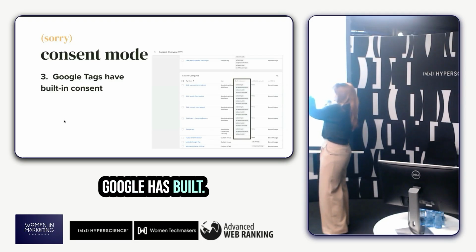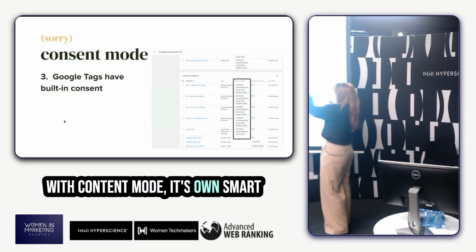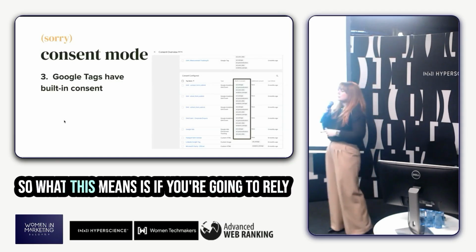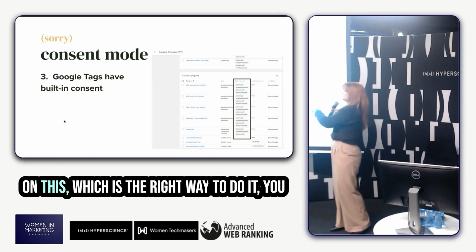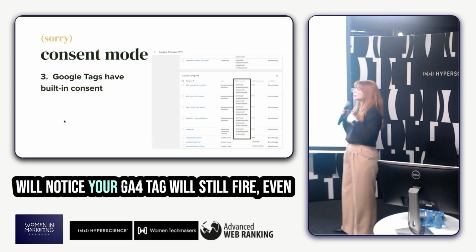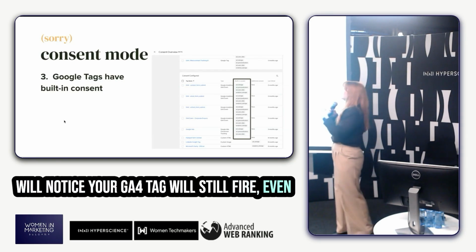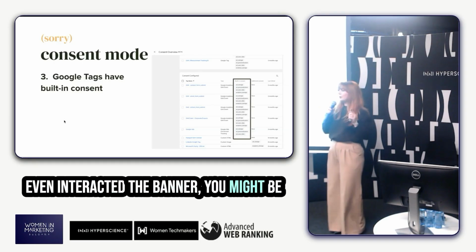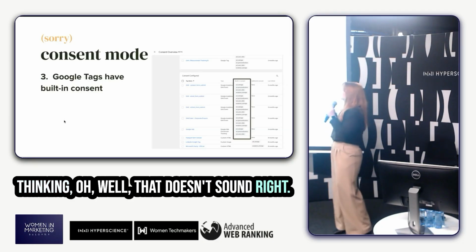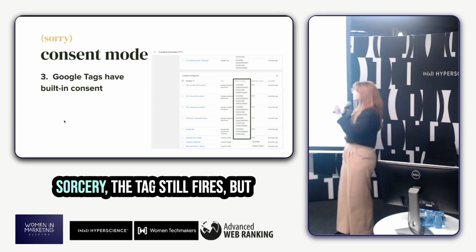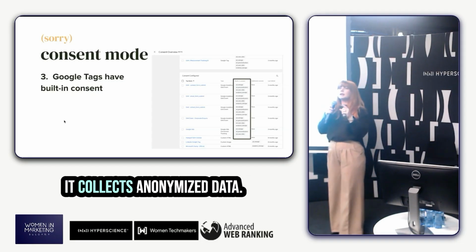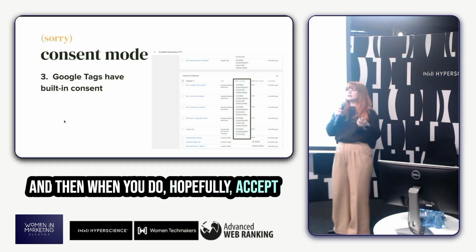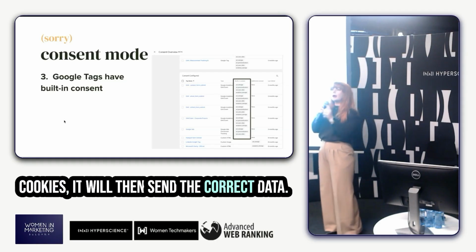Google has built with consent mode its own smart interaction with the compliance. So what this means is if you're going to rely on this, which is the right way to do it, you will notice your GA4 tag will still fire, even if you've declined cookies or before you've even interacted with the banner. You might be thinking, oh, well, that doesn't sound right. Well, that's because in Google's source array, the tag still fires, but it collects anonymized data. And then when you do, hopefully, accept cookies, it will then send the correct data.